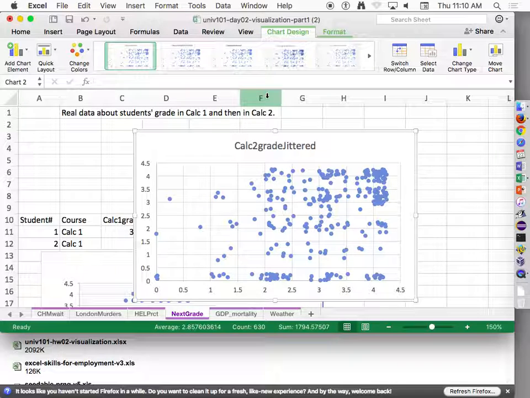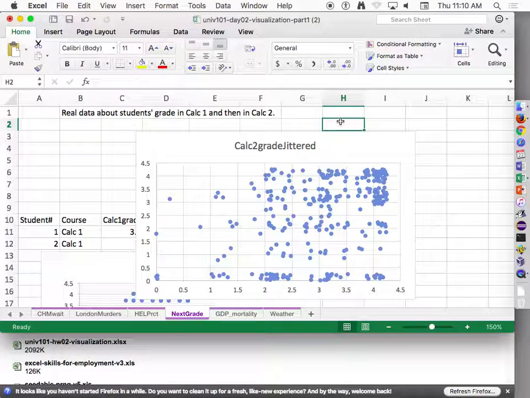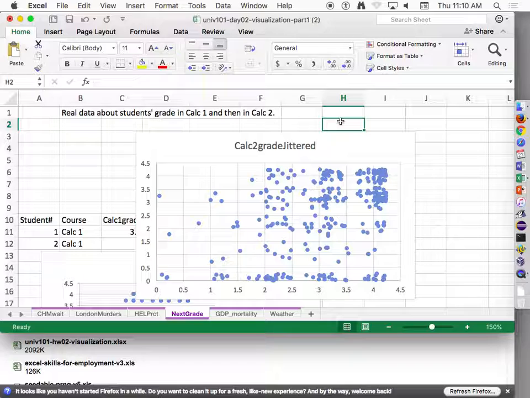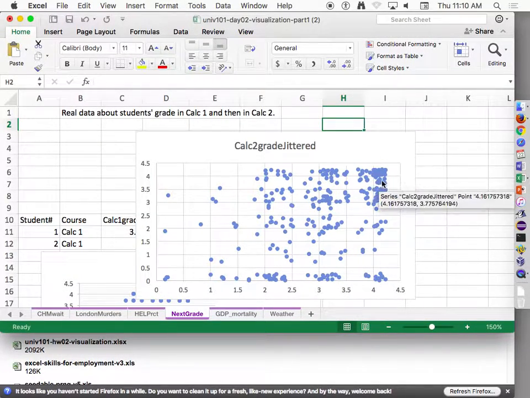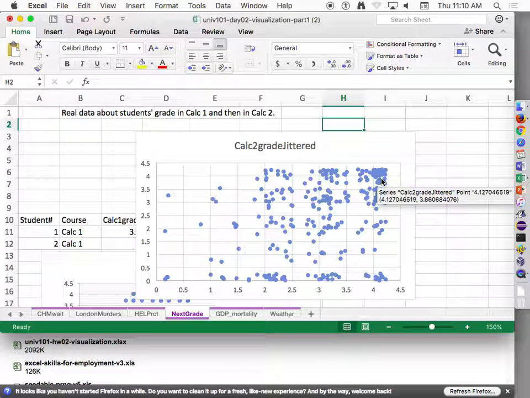So does that make it a little clearer? Yeah, there was only one person who got a low grade in Calc 1 and then got a B in Calc 2. If I press Command equals or F9, I can refresh the randomness. And you can see, yeah, there were a lot of people who got an A in both classes.